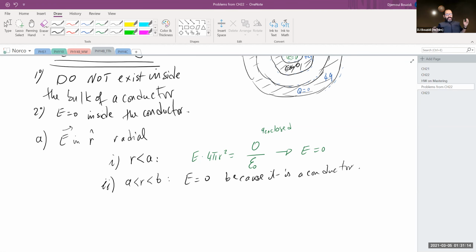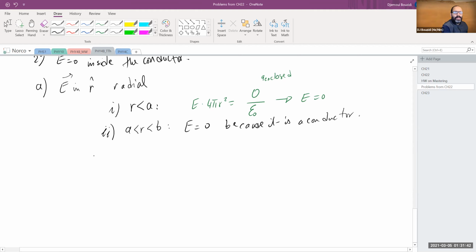Because if there is an electric field inside the conductor, the free charges start to move around, and when they move around, they will cancel that electric field. Some of them will move to the left, some to the right, and in the end there will be no electric field. End of the story. So that's the reason why we don't have any electric field inside the conductor. That's easy, isn't it? We get bonus points for doing nothing, basically, just remembering how conductors work.